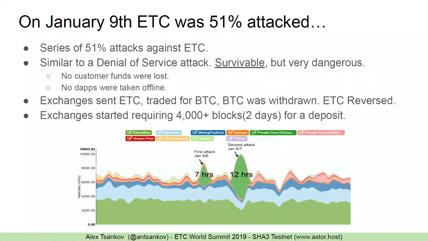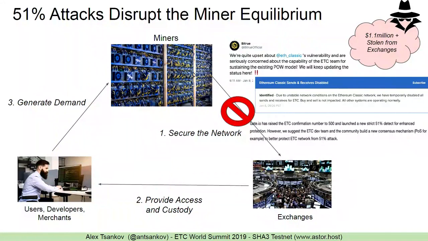People had been saying that this was possible, but no one had really seen it in the wild. And exchanges started requiring over 4,000 blocks for confirmations. There was talk of potentially delisting Ethereum Classic. And that brings me to the next point, which is that if Ethereum Classic cannot properly be traded and sent to exchanges, we break one of the core elements of proof of work consensus.